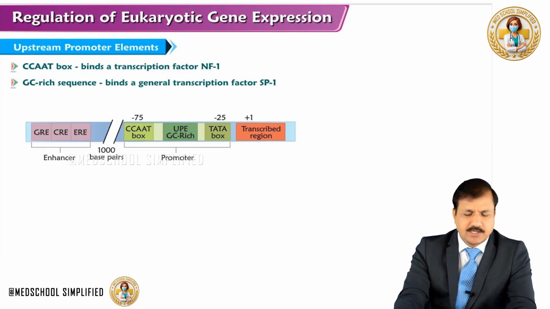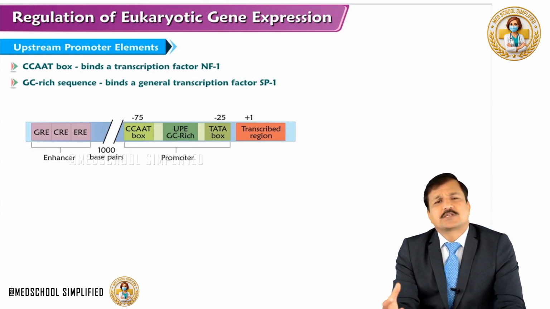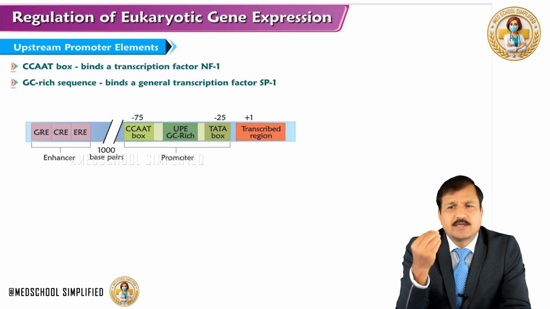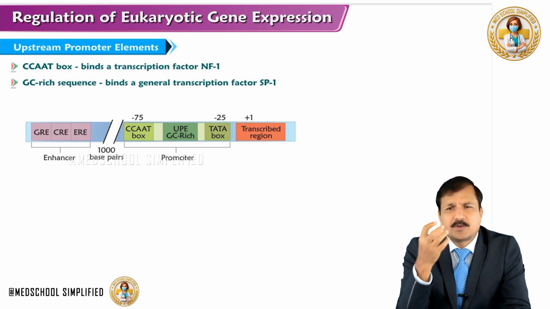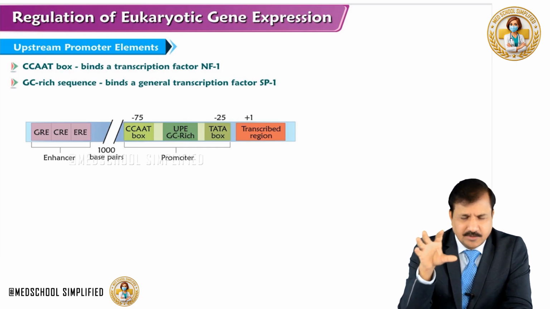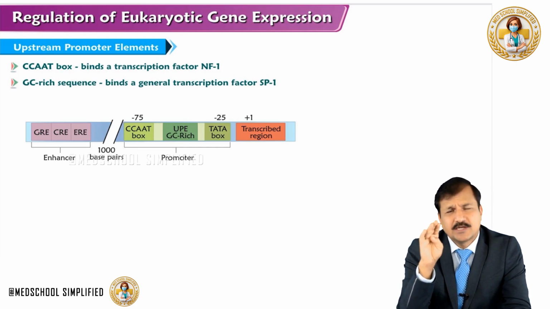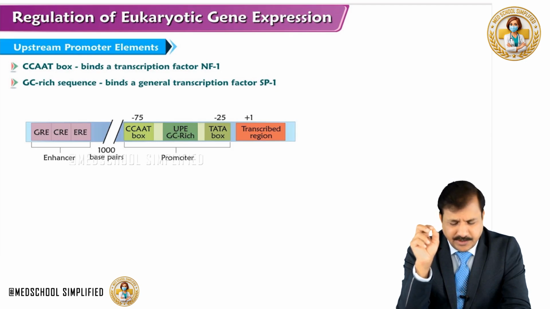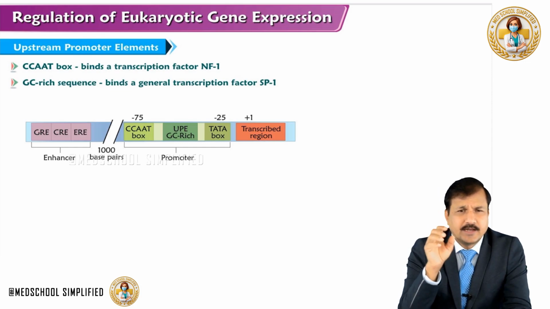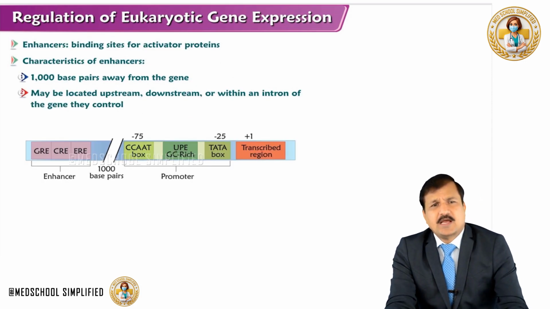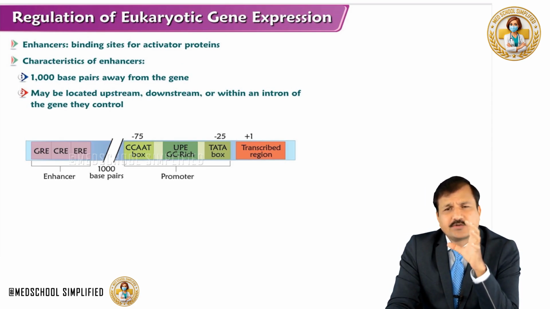Now let's move on to see upstream promoter elements. Only the proximity of the upstream promoter element to the minus 25 sequence distinguishes it from an enhancer. Upstream promoter elements include the CAT box, which is around minus 75, that binds to a transcription factor like NF1. And then we have a GC-rich sequence that binds to the general transcription factor SP1. Both of them are above the TATA box, which is at minus 25. Those are referred to as upstream promoter elements. Coming to enhancers, enhancers in DNA are binding sites for activator proteins.